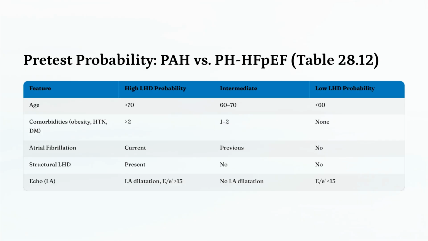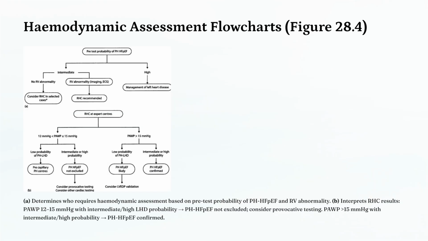By assessing factors like age, comorbidities, and atrial fibrillation status, clinicians can better stratify the likelihood of an underlying left-sided heart condition. These flowcharts guide the hemodynamic assessment process. They assist in determining which patients require RHC based on their risk profile and help interpret results to confirm or exclude PH-HFpEF, including the potential use of provocative testing.